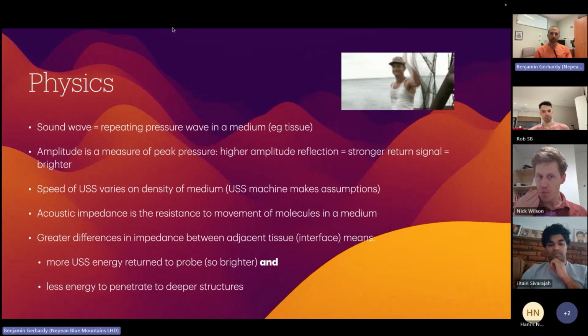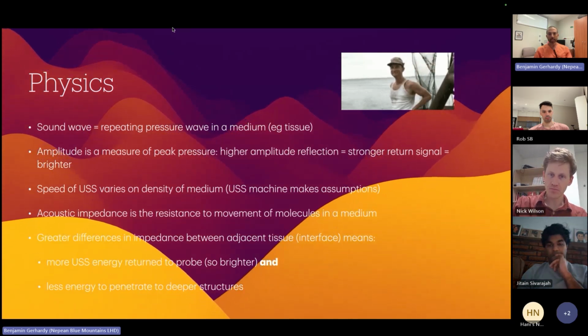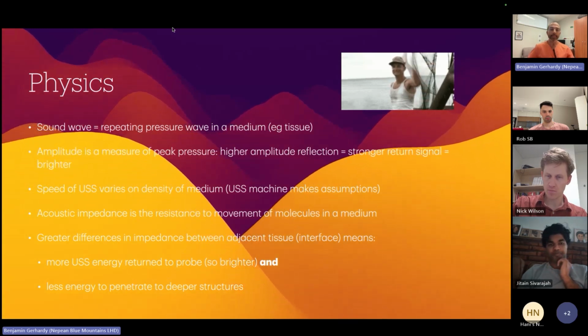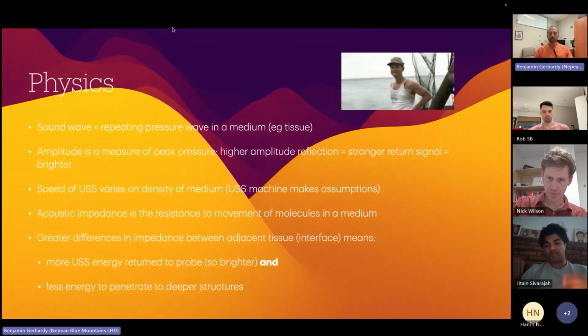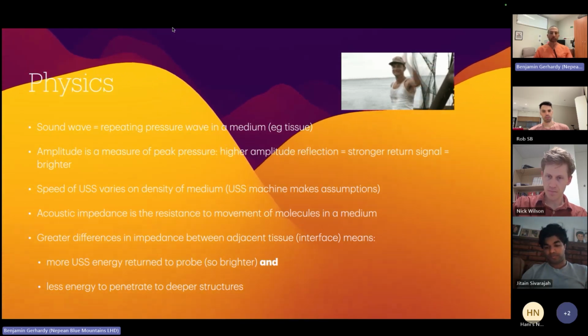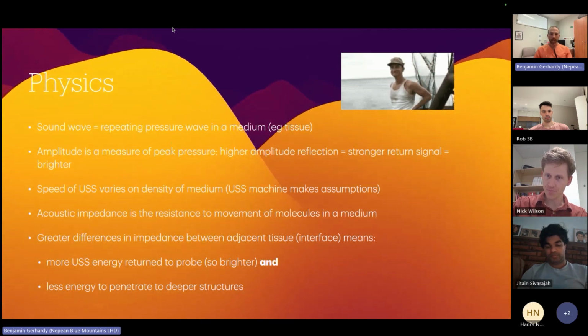The ultrasound speed through a tissue varies depending on the density of that tissue. Now, the machines themselves make assumptions as to what that speed is. It averages out the majority of the soft tissues in the body, but air is fairly different to that, which is important. Acoustic impedance is how much resistance those molecules have.